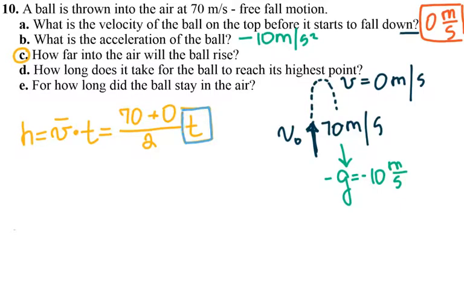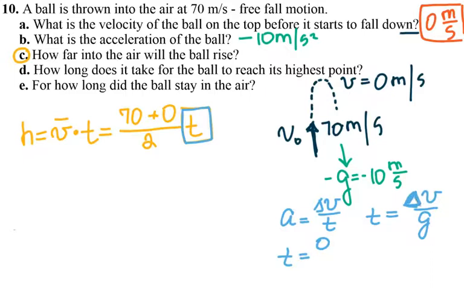So to find the time, I'm going to use the acceleration formula. Acceleration is equal to change of the velocity over the time. So the time is equal to change of the velocity over the acceleration. In our case, acceleration is due to gravity. So the time is equal to the final velocity is 0. Change means the final minus initial. So final minus initial, 70, divided by acceleration, negative 10. So that's going to be 7 seconds.